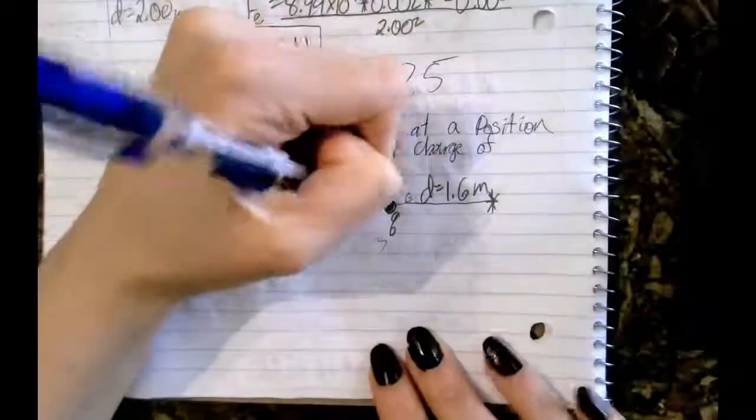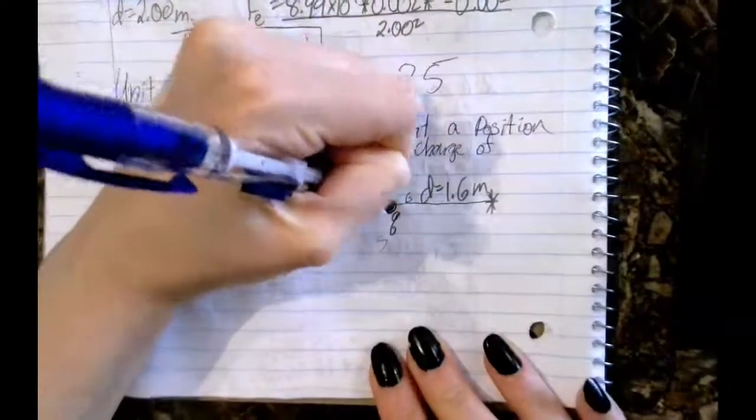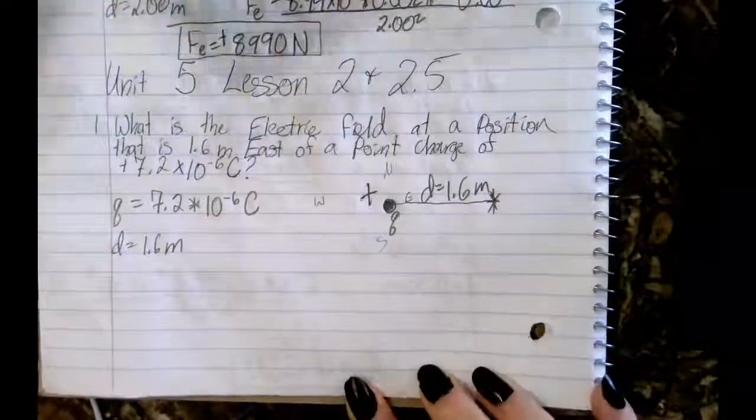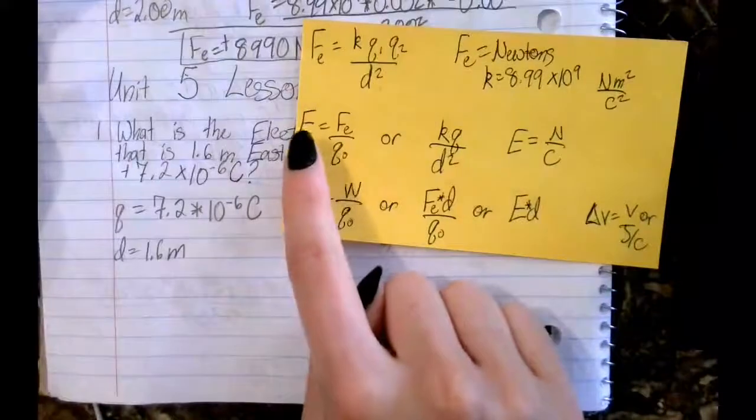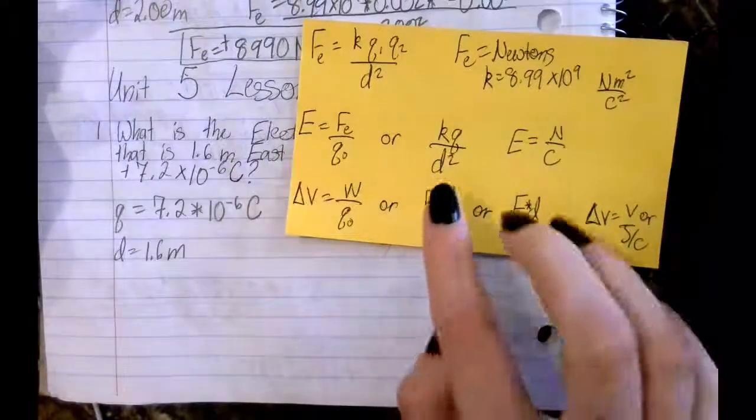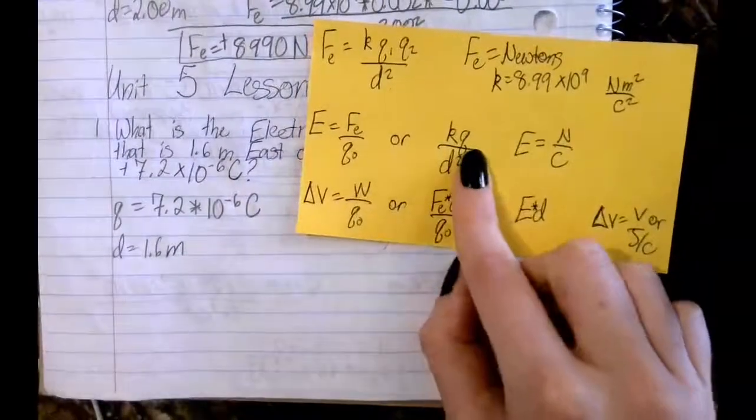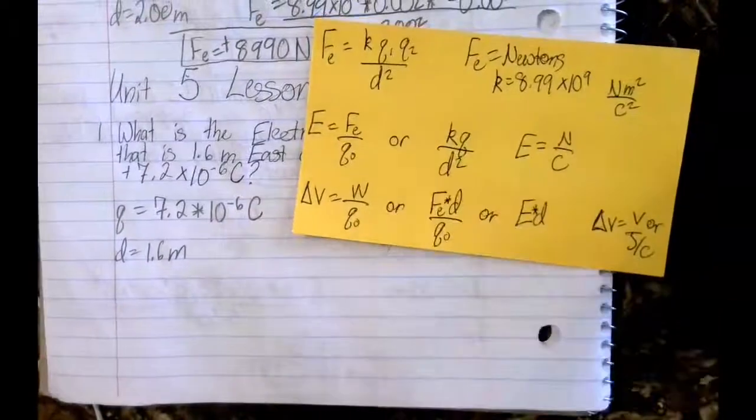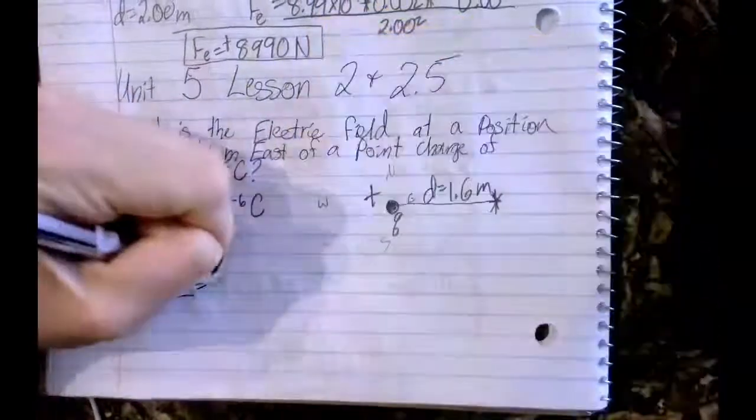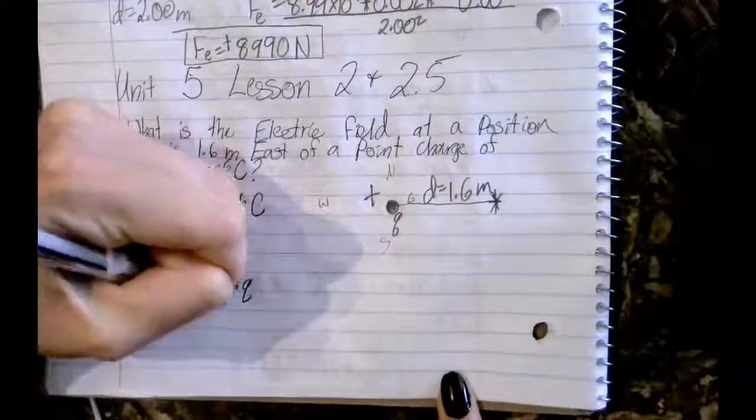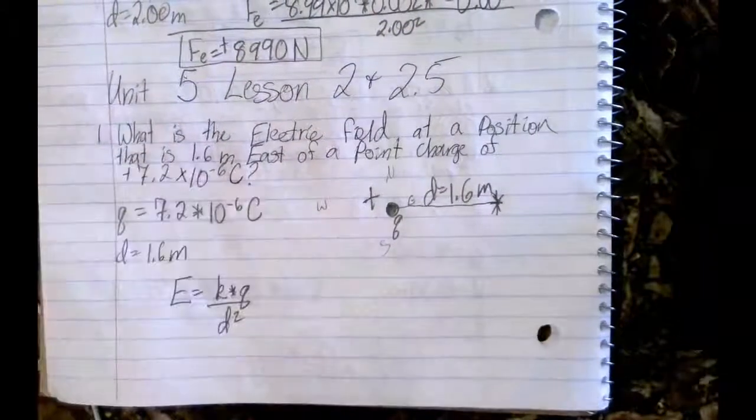This is a positive charge. Let's look at our formulas. I know that I can use this equation: my electric field is equal to K times Q, the charge, divided by the distance squared. So let's do that. E equals KQ over D squared.